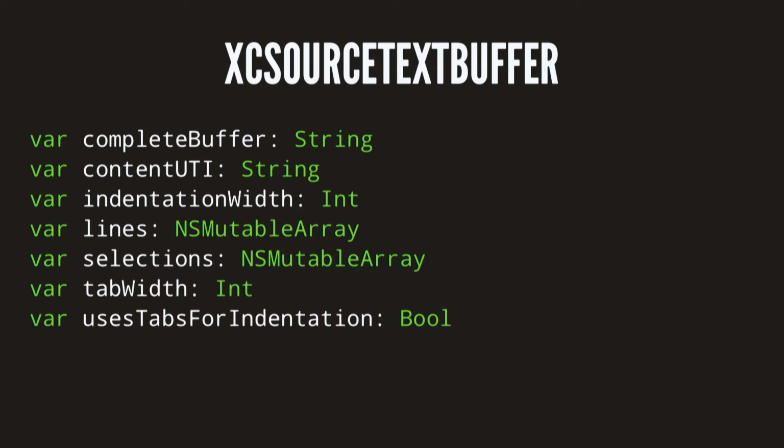We have some information about the indentation. So if the user is using tabs, what's the tab width, and what's the indentation width if they're not using tabs. So you can use this if you produce multiple lines of code. You can basically match the indentation style the user uses. Then we have the lines as a separate array, and we have the selections.